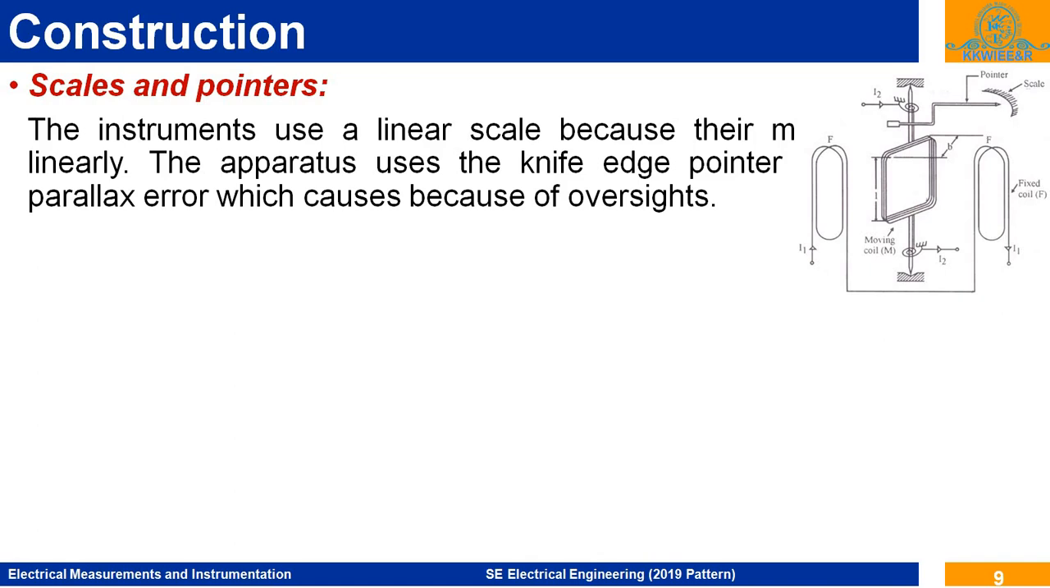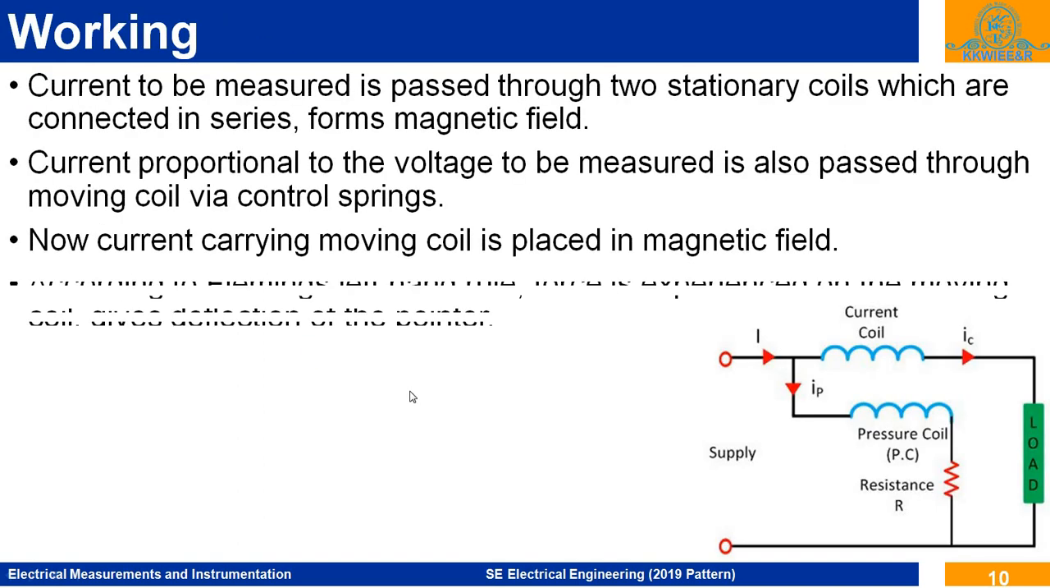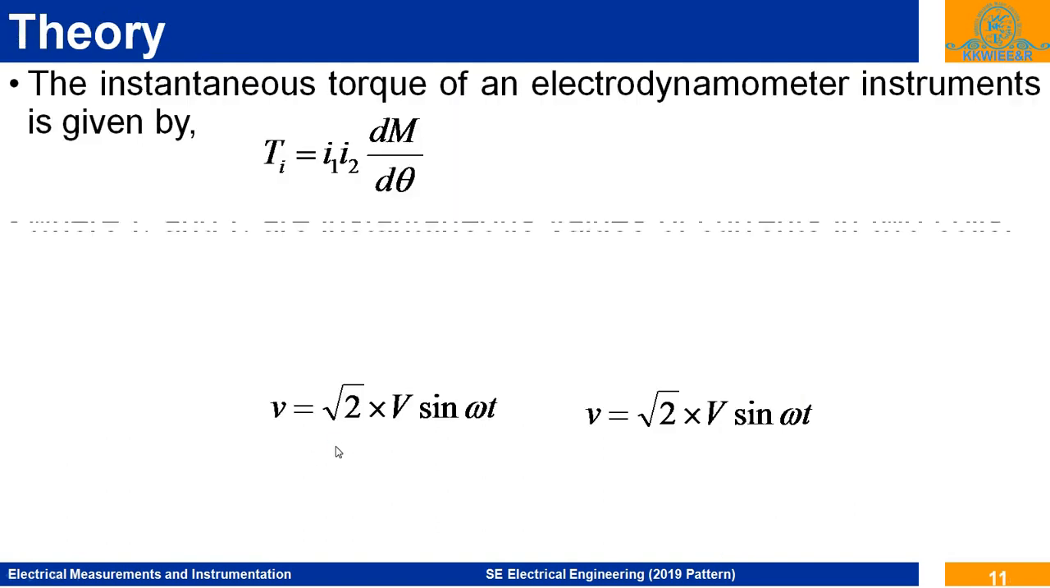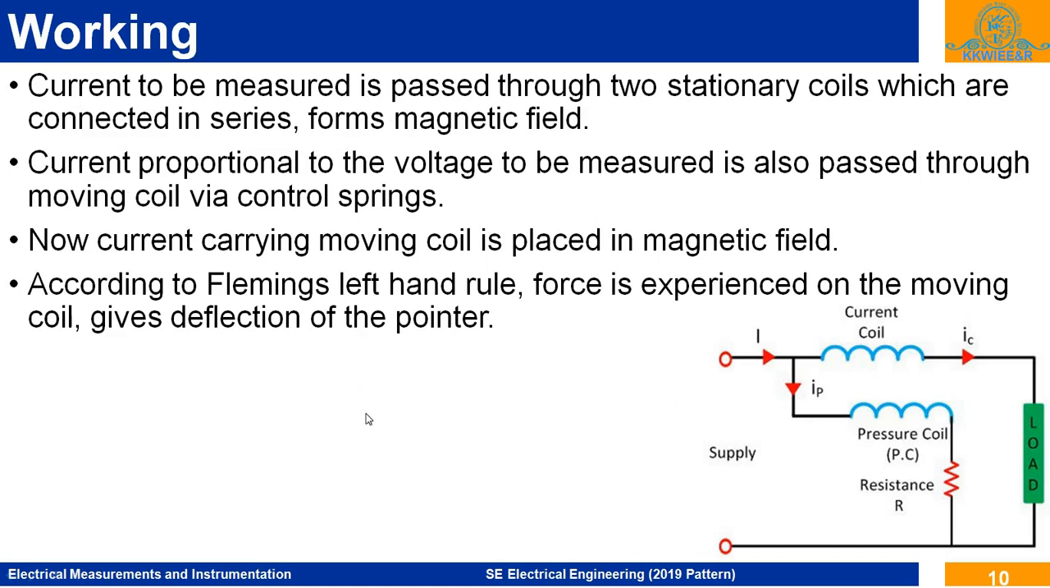Below this, between the pointer and scale, a strip of mirror is provided. While noting down the reading, we make the pointer coincide with its image in the mirror, so we can note down the correct readings. So these are the parts of the electrodynamometer type wattmeter. Now we see the working of the wattmeter.